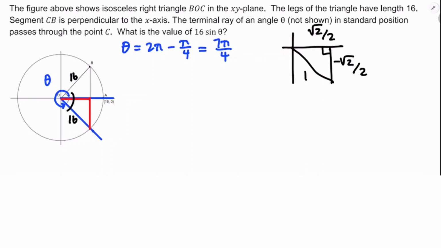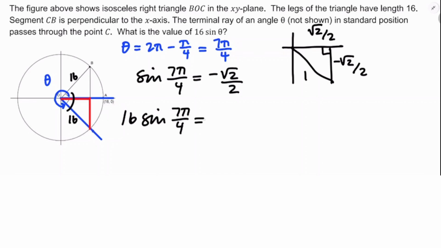So sine of 7 pi over 4, opposite over hypotenuse, is negative root 2 over 2. I'm going to multiply that by 16, so 16 sine of 7 pi over 4. And I'll have 16 divided by 2 is 8. So negative 8 square root of 2.